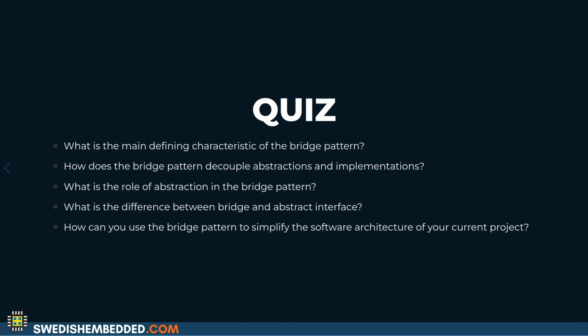What is the main difference between the bridge pattern and the simple abstract interface? And lastly, how can you use this pattern to simplify your current architecture in the projects that you're working on?